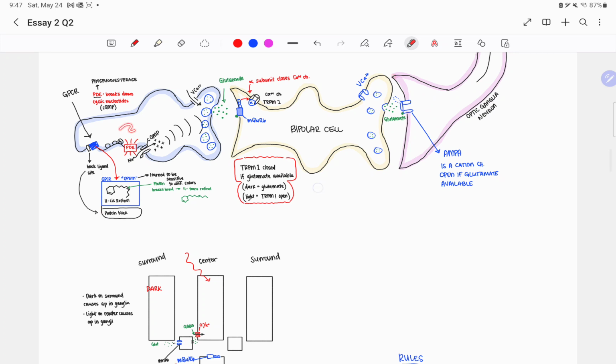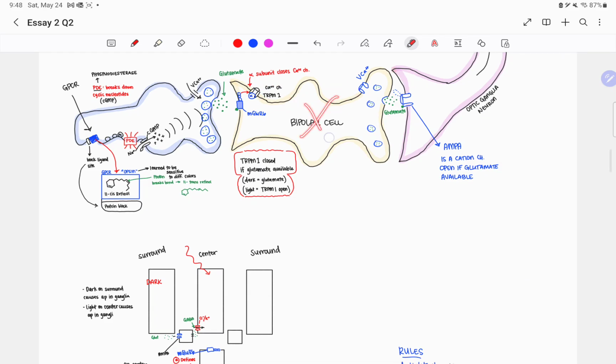However, when it's dark, 11-cis retinol is not changed. There is no light. Alpha subunit doesn't activate PDE. cGMP keeps this gate open. This all happens, which means this TRPM1 is inhibited, so then we have no action potentials here. I hope that made sense. But that is how we have sight, how we turn light into electrical energy. Pretty cool.